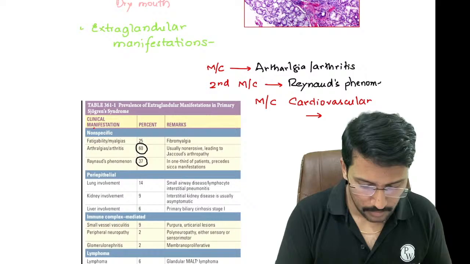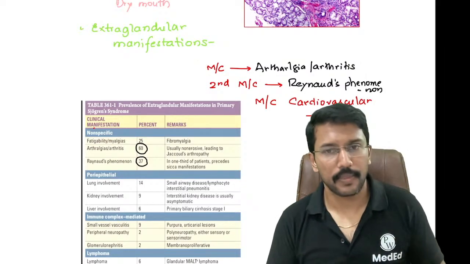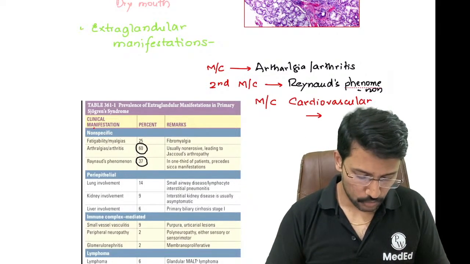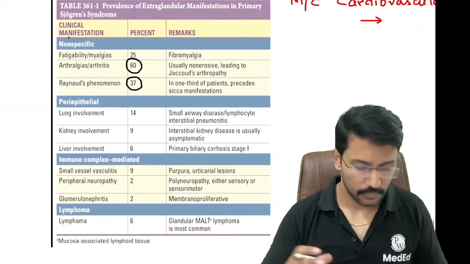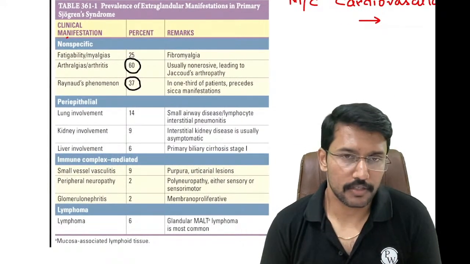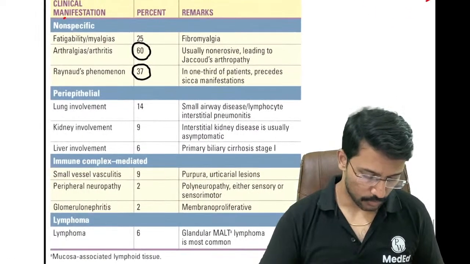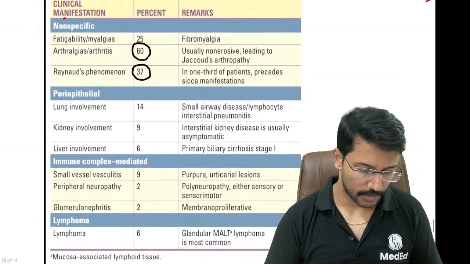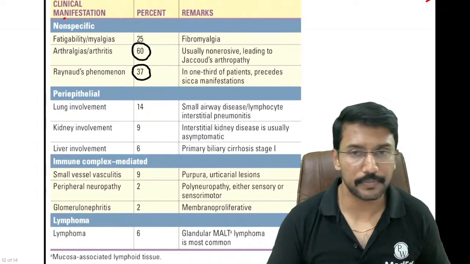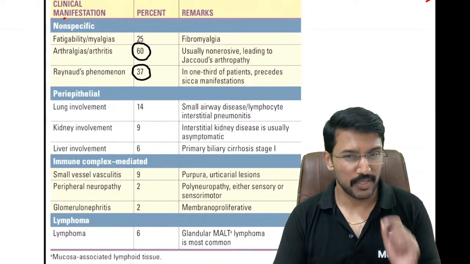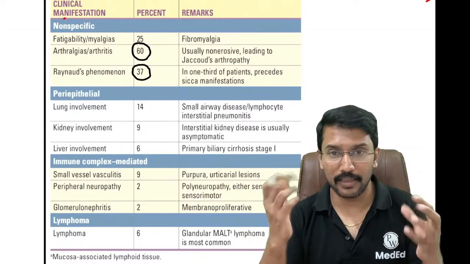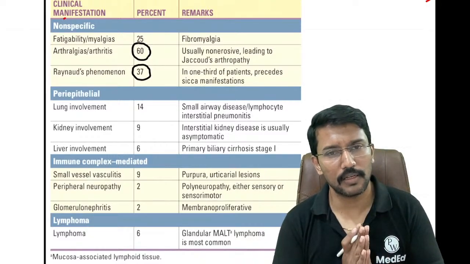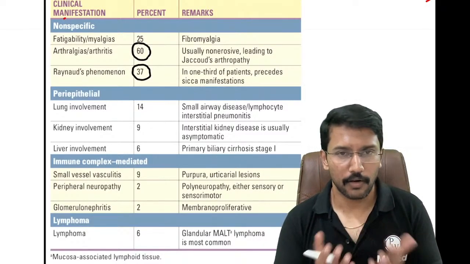Then they will ask you what is the most common cardiovascular manifestation of the Sjögren syndrome, right? So look at the table and tell me. Please remember, when you say cardiovascular, we are referring to the heart and the blood vessels. What is Raynaud's phenomenon?